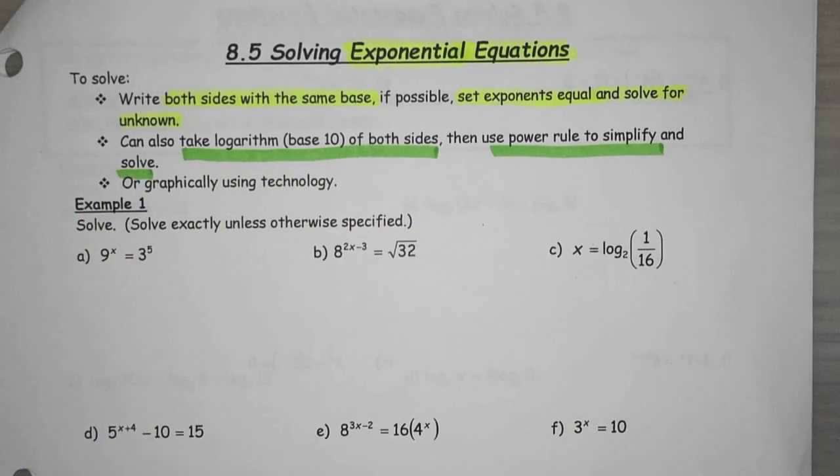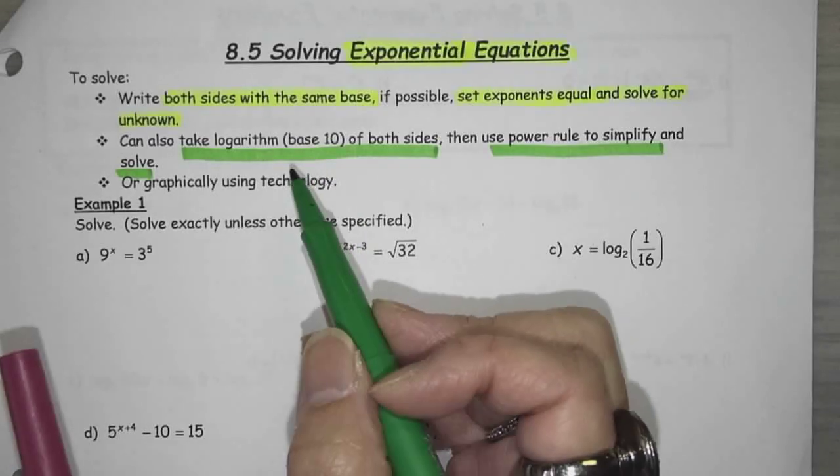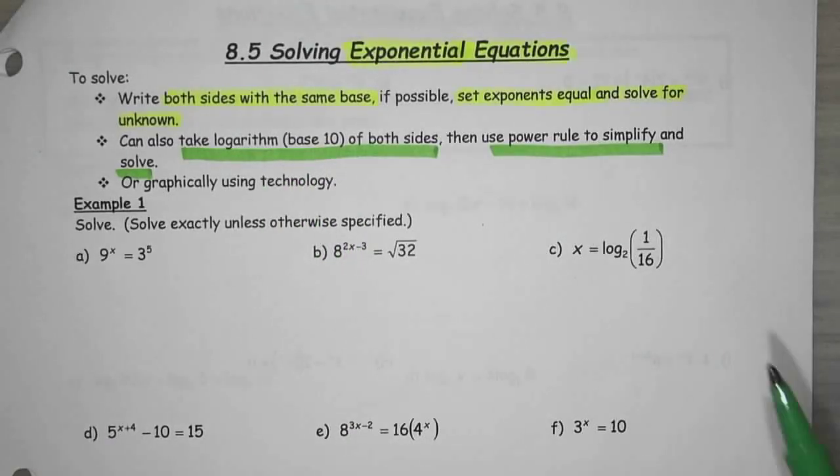Okay, so then we're going to log both sides. You're allowed to log both sides. I usually choose a base of 10 rather than a different base because it's easiest. Then you use power rules to simplify and then get through that.